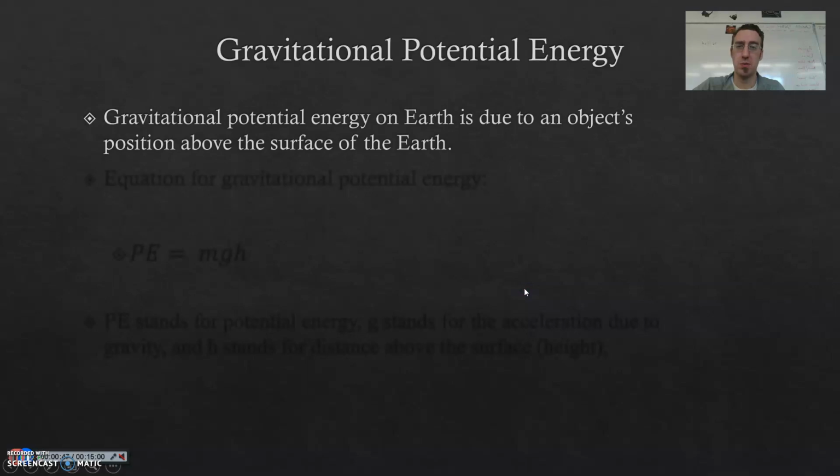So we're going to be doing a lot of problems involving gravitational potential energy specifically. There's other types, but this is the main one we're going to focus on. Gravitational potential energy on Earth is due to an object's position above the surface of the Earth.